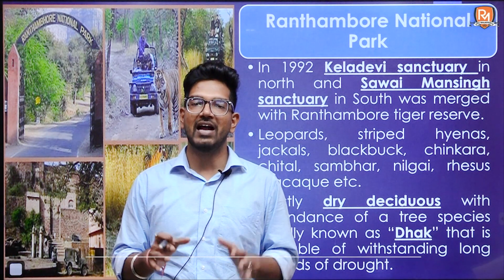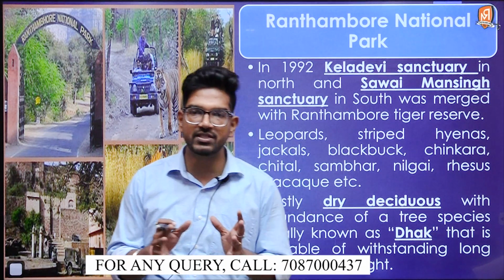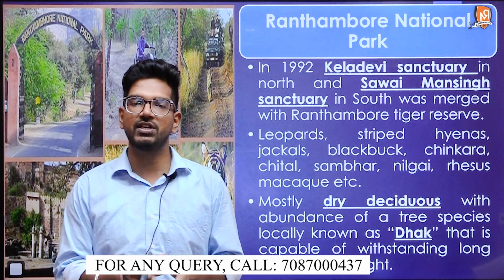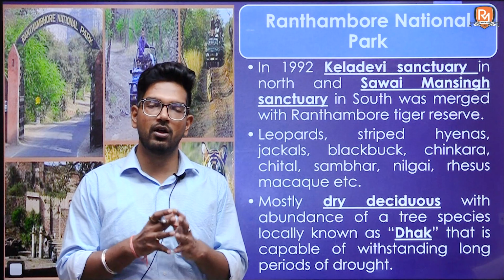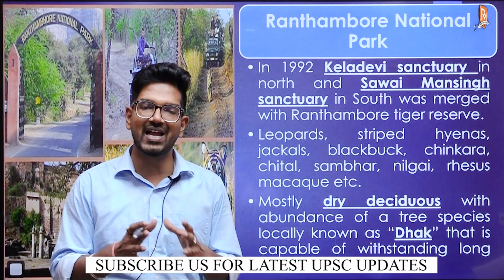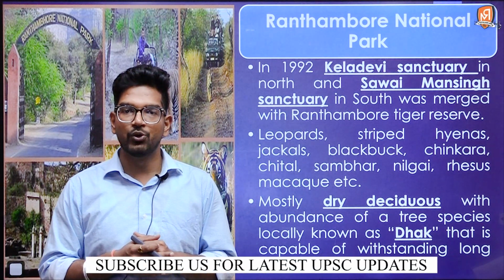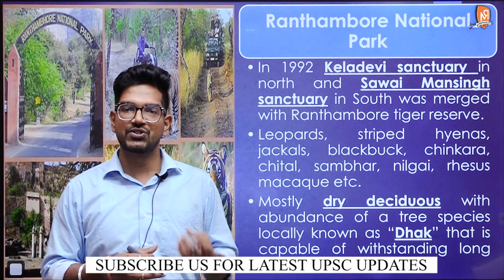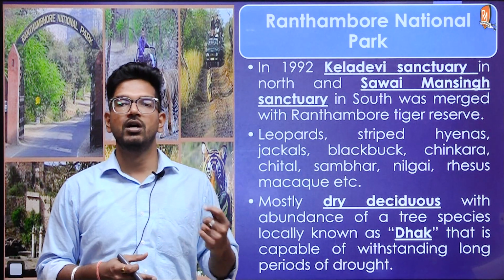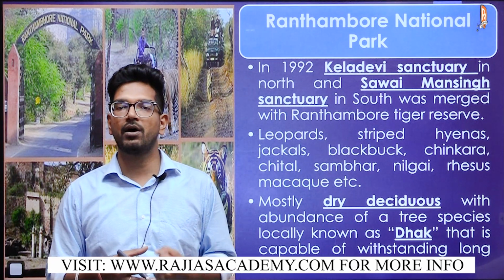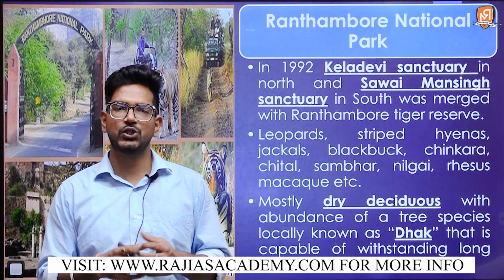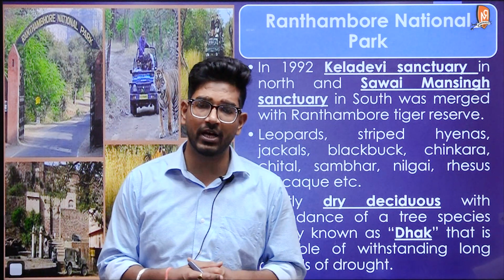It has a dry deciduous type of forest and is famous for dhok. Dhok is a kind of tree found in this area which can withstand a long drought season. You can find leopards, striped hyenas, jackals, blackbuck, chinkara, cheetal, sambar, and nilgai. These are the things which you can find in this area.